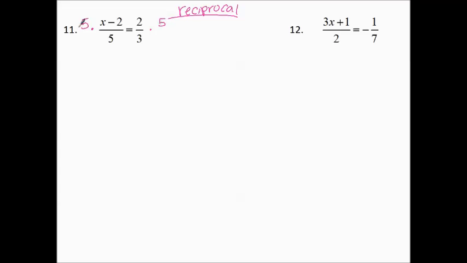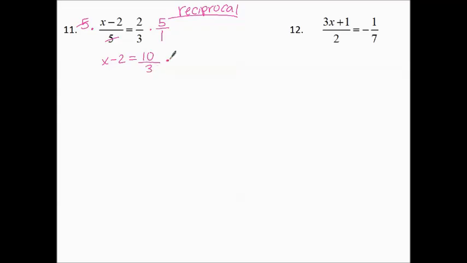What this does is cancels out my 5's on this side, and I'm left with x minus 2 is equal to, when I multiply on this side, when you multiply fractions, I multiply straight across. 5 times 2 is 10 over 3 times 1, which is 3. I can write any whole number over 1 to help me multiply straight across. Now I still have my 3 in my denominator.